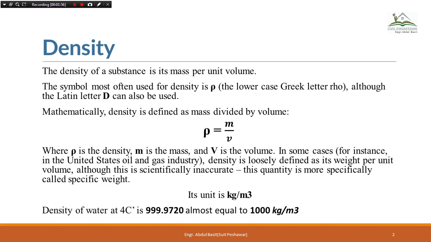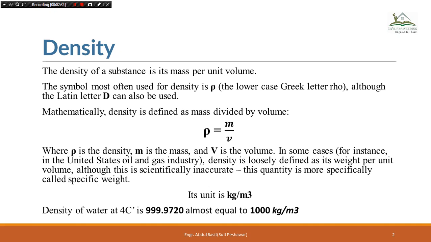Density is a concept that can be used in fluid mechanics, in soil mechanics, and in other subjects as well. This is something very common to us, to engineering students and to FSc students as well. Density is simply mass per unit volume. In other words, the mass in one unit volume is called density.